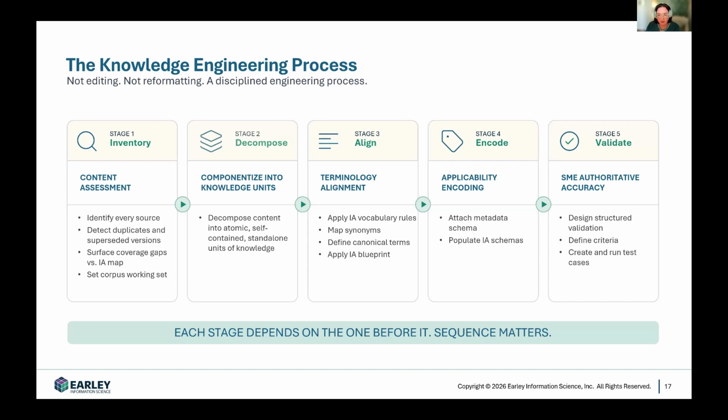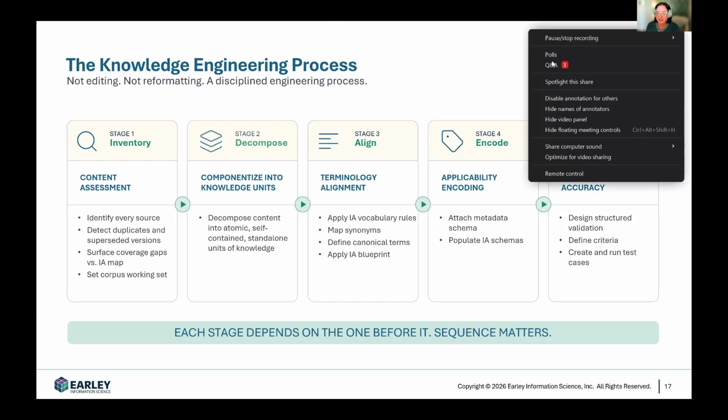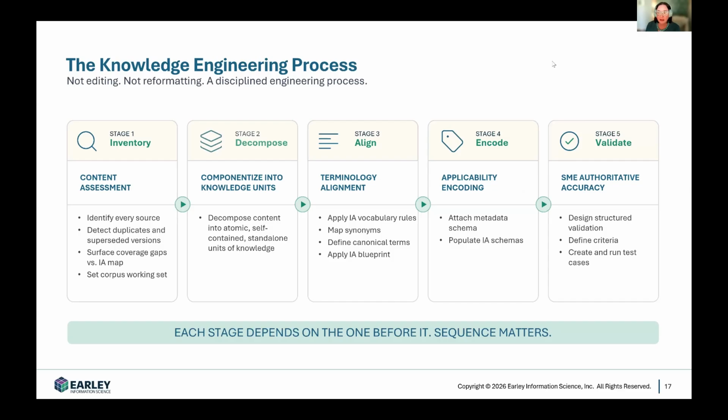So the economics at play are the machine cost, so the tokens, the embeddings, the compute scales with volume, right? So we're trying to shrink the working set early, and then the SME time is the harder constraint. They're scarce, they're booked, they have finite patience. We want to really protect their time. Each stage produces a deliverable that the next stage consumes. Remember that IA is the prerequisite, not an input to one stage, and componentization is the hinge. So we talked about that. Let's look at what the inventory, that's the first stage, gives us.